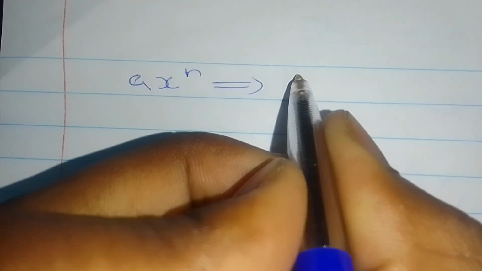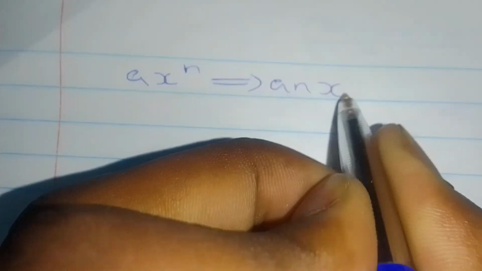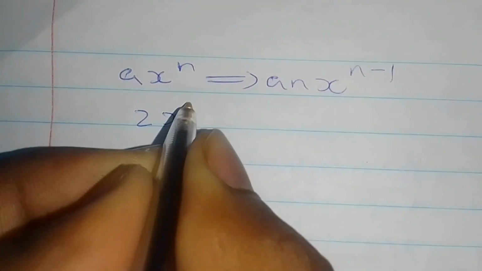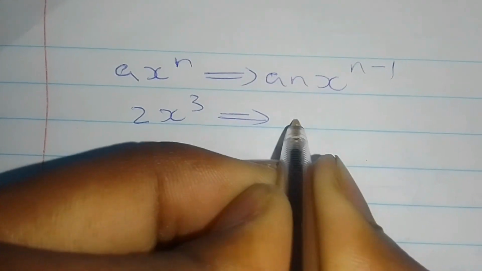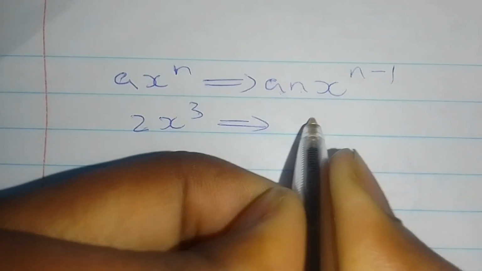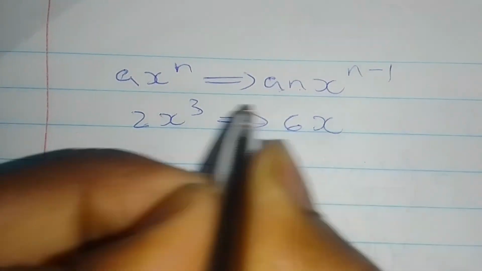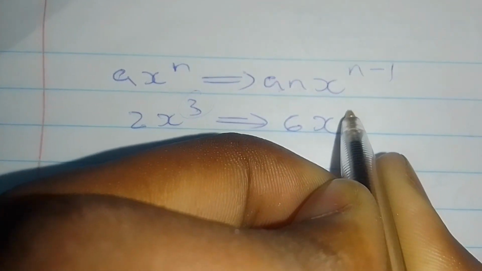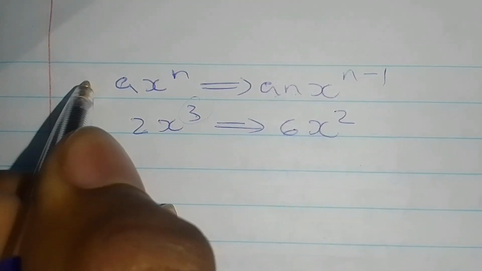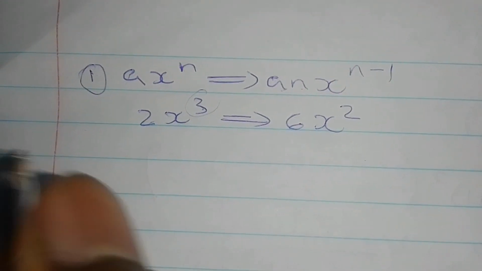The first one, which you already know, is ax to the n. When deriving such functions, you're going to have an times x to the power n minus 1. This means if I'm deriving 2x to the third, the derivative of this is going to be 2 times 3, which is 6. You take the exponent and you subtract 1 from it. Then you're going to have x squared. So that's the first formula you must know.